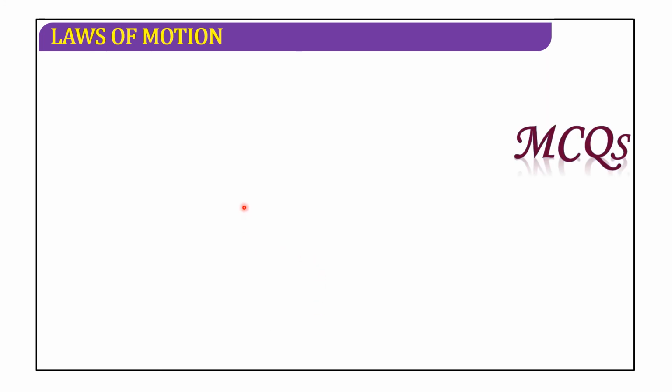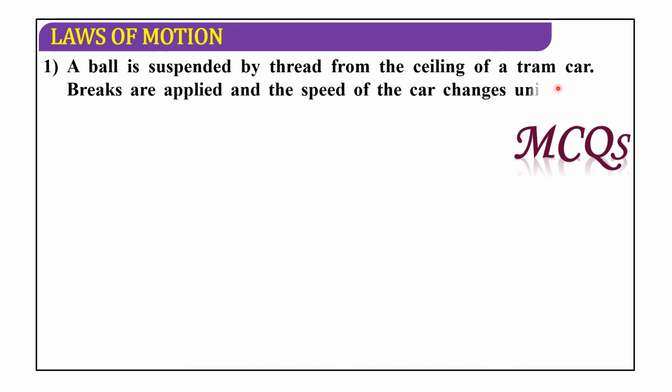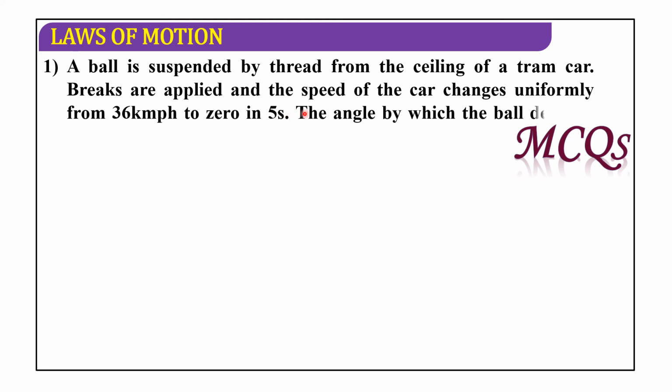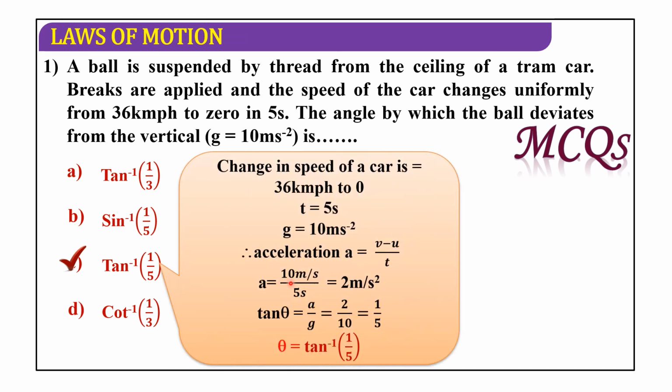Now I'll discuss MCQs. A ball is suspended by a thread from the ceiling fan of a tram car. Brakes are applied and the speed of the car changes uniformly from 36 km/h to 0 in 5 seconds. The angle by which the ball deviates from the vertical is, given g is equal to 10 meter per second square. Now let us discuss the solution. Options are tan inverse 1 by 3, tan inverse 1 by 5, and cot inverse 1 by 3.